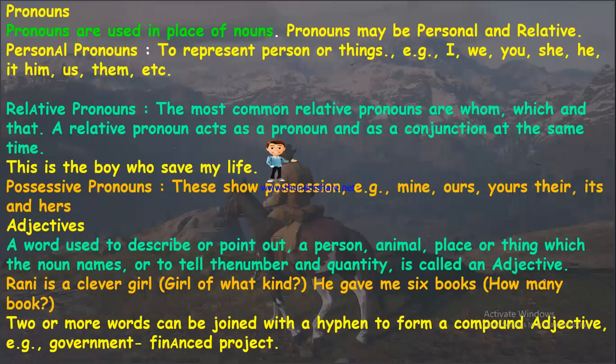Now let's talk about pronouns. This is a very important topic. Most students get confused in this topic. Pronouns are used in place of nouns, because pronouns are those words which can be used as a replacement for a noun. Pronouns may be personal and relative. The first one is the personal pronoun, used to represent a person or thing. For example, I, we, you, she, it, him, or us.